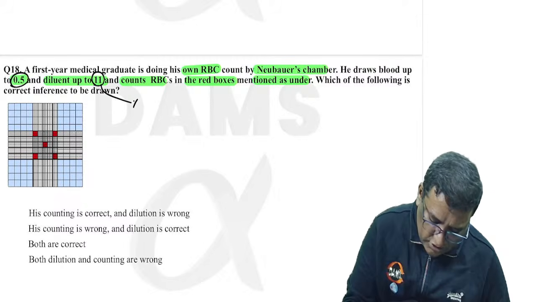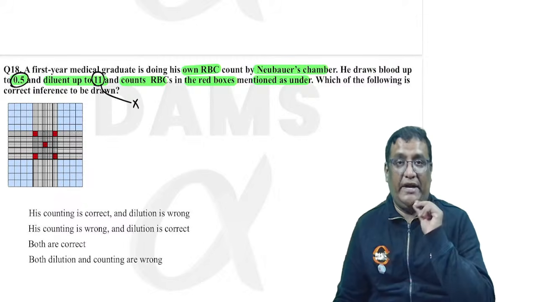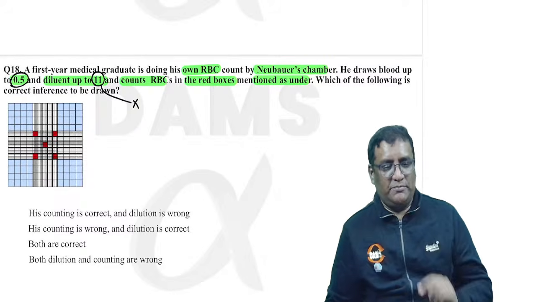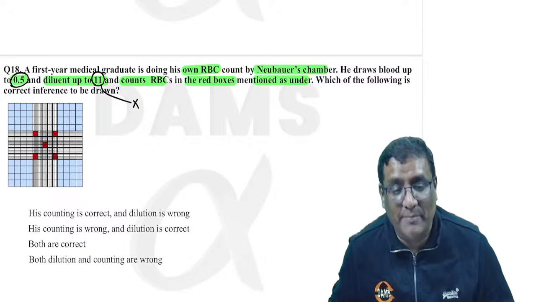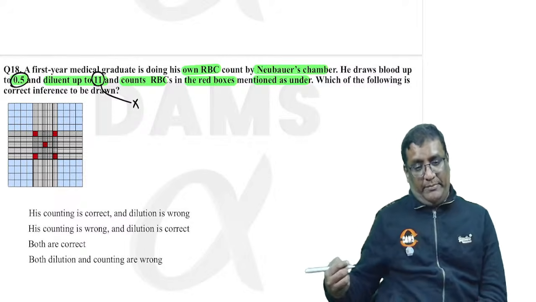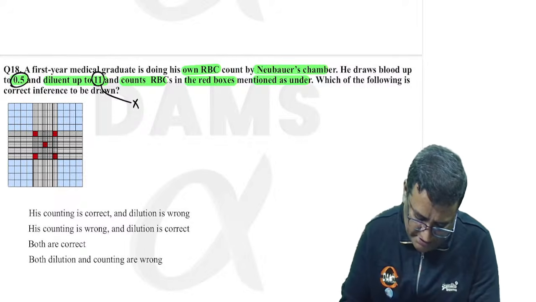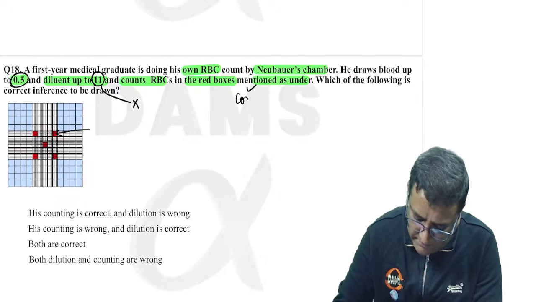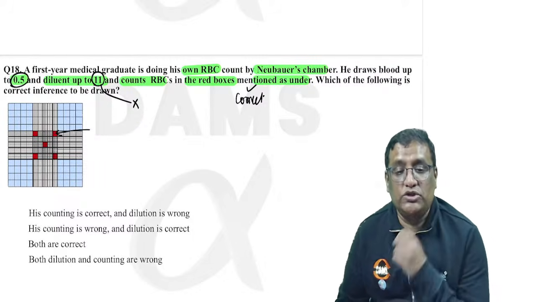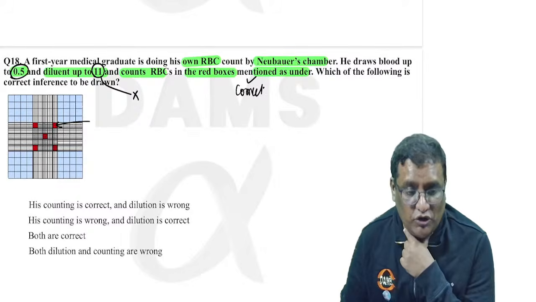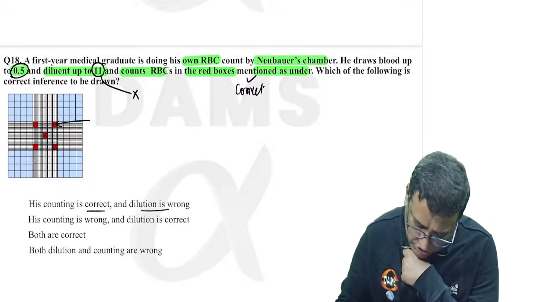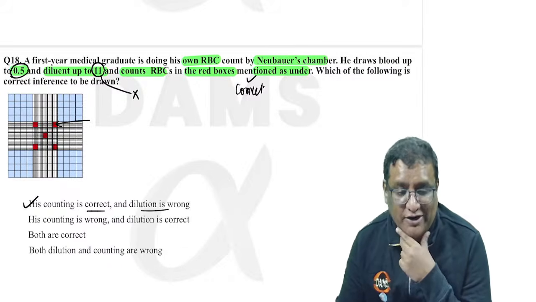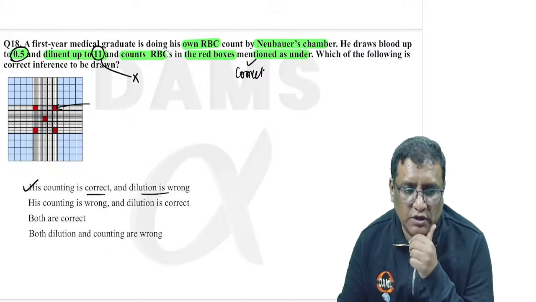Diluent up to 11 marking. This is wrong because he has picked up the WBC pipette. RBC pipette will have a maximum marking of 101. Here he has picked up 11. That means he has picked up the wrong pipette. That was your WBC pipette. And then he has counted the RBC in the red boxes. Yes, that is correct counting. So counting has been correct, but the dilution is in the wrong pipette. Counting is correct, dilution is wrong. That is the correct answer, right?